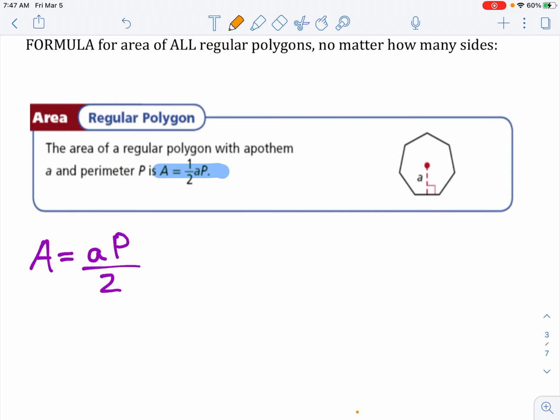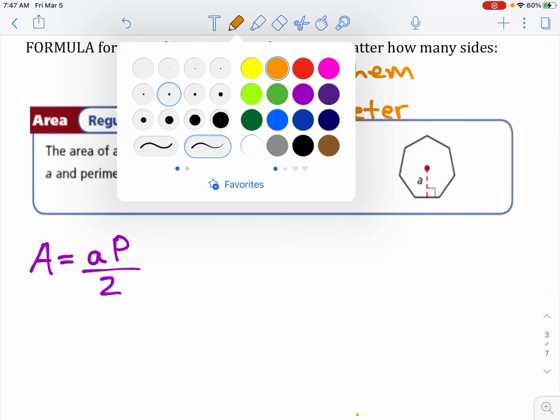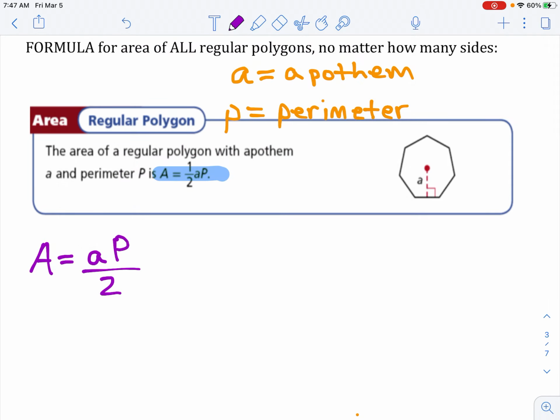Now, in this formula, the lowercase a stands for the apothem. So when we go to use this formula, we must know what that line dropped down from the middle is so that we can plug it in. The P stands for the perimeter. And remember, perimeter is to add up all the outsides of our figure. So we need both of these 2 pieces of info in order to go ahead and solve this.